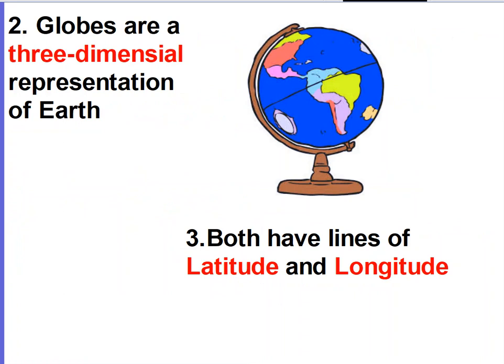Globes are three-dimensional representations of Earth, so they're going to be round, and both globes and maps have lines of latitude and longitude on them.